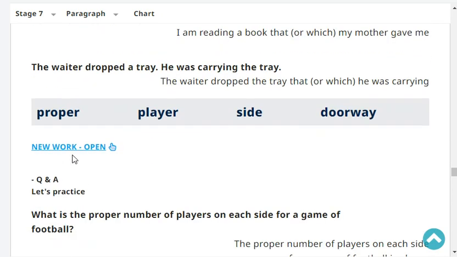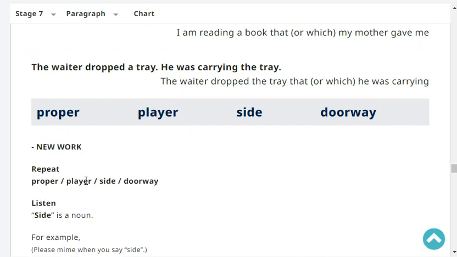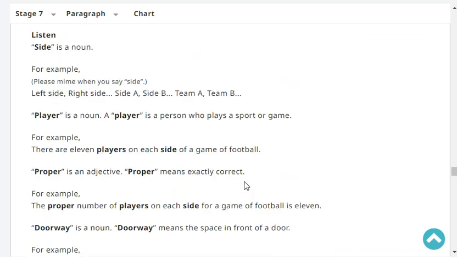Okay, repeat. Proper. Player. Side. Doorway. Very good.